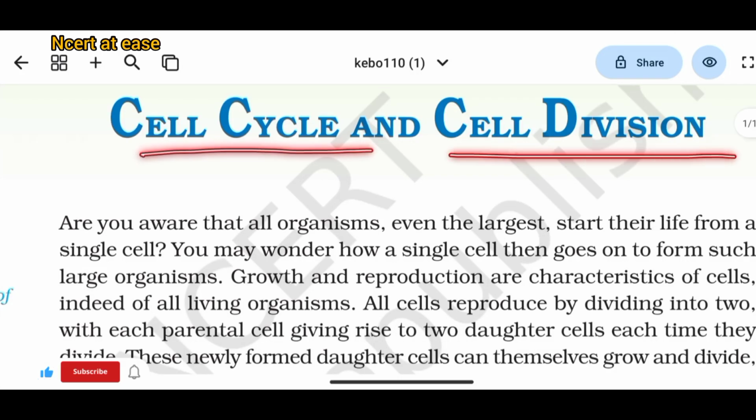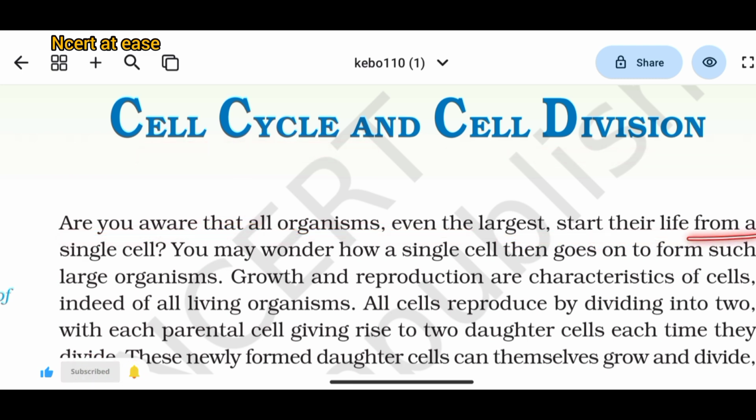Cell cycle and cell division. Are you aware that all organisms, even the largest, start their life from a single cell? You may wonder how a single cell then goes on to form such large organisms. Growth and reproduction are characteristics of cells, indeed of all living organisms.